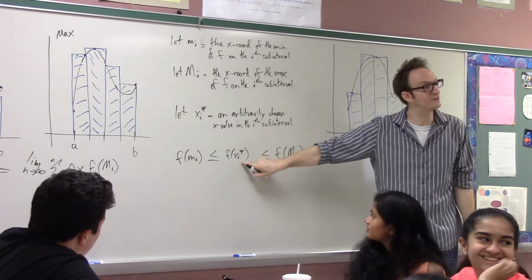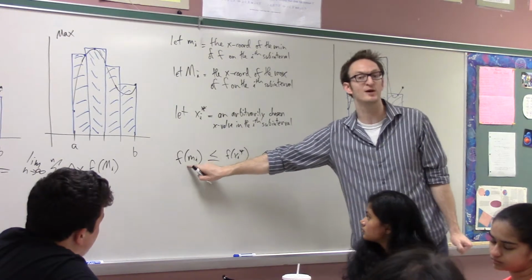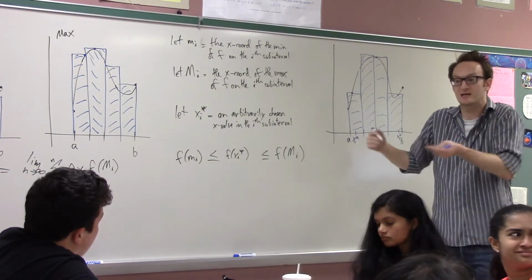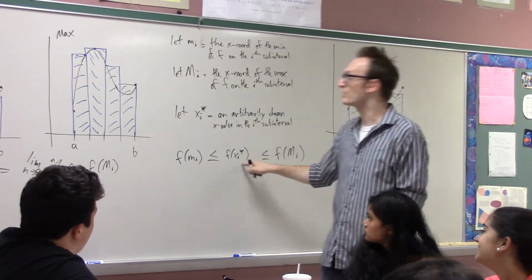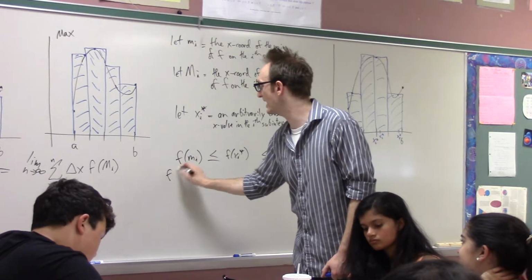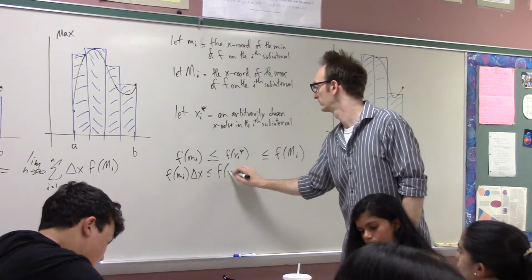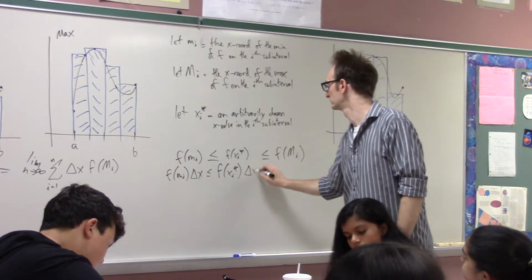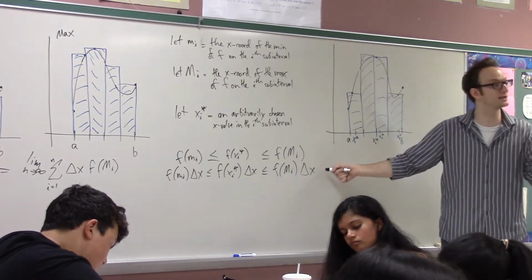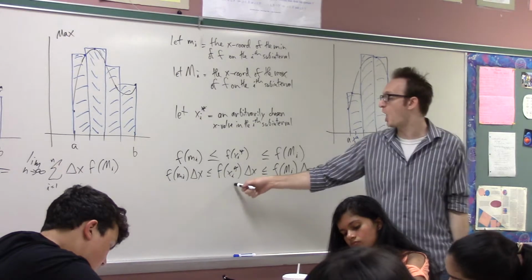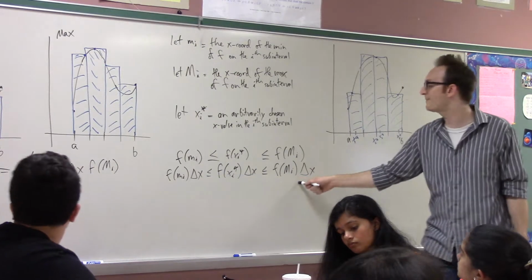Yeah, the value of the function at some arbitrarily chosen point must be between the minimum value of the function and the maximum value of the function. And now we're going to do some stuff to this. One thing we could do is multiply through by delta x. So these are now heights of functions. Now this second statement becomes a statement about rectangles. If we interpret it geometrically, this says that the arbitrary rectangle is somewhere in between the minimum rectangle and the maximum rectangle.